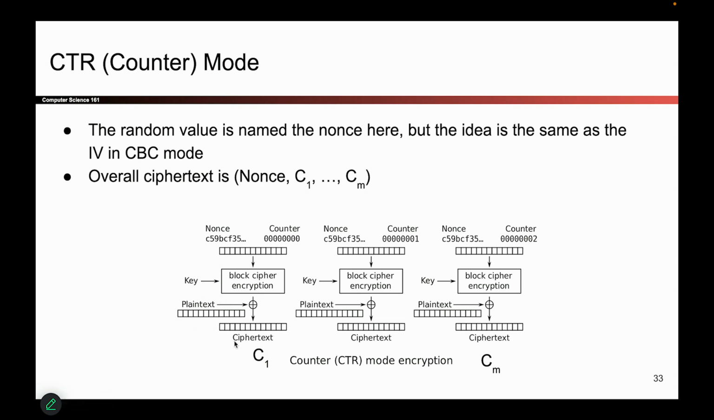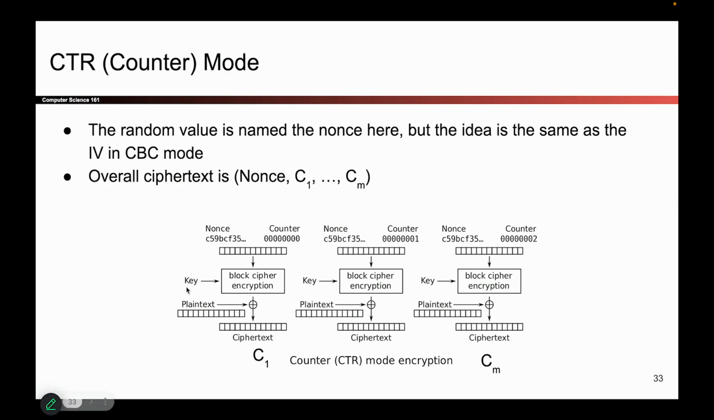You XOR it with the plaintext. You get the first chunk of ciphertext. If you have more plaintext, well, no problem. Take the nonce. Now add 1. Pass that into the block cipher with the same key. You get a bunch of more random looking output. XOR that with the plaintext. You get the next block of ciphertext. And you repeat this as much as you need until your whole message is encrypted. So that's basically it for how counter mode works.